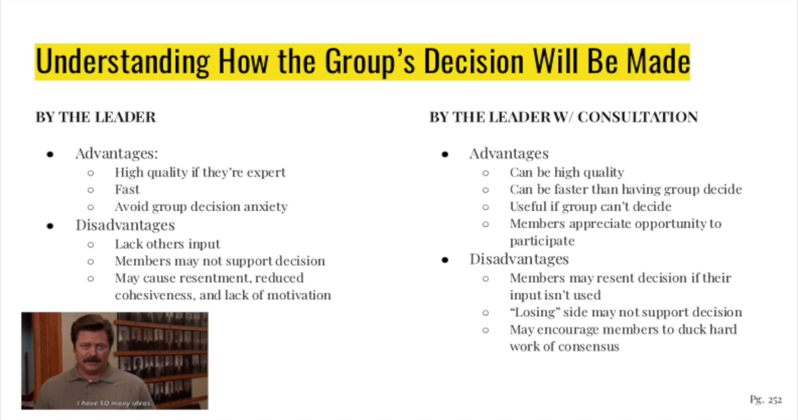If the group decisions are strictly for the leader to make, there are both advantages and disadvantages. Some of the advantages are they're high quality if they're expert, they're fast, and they avoid group decision anxiety. Some of the disadvantages are there's a lack of input from the rest of the group. Members of the group may not support a certain decision, and it may cause resentment, reduced cohesiveness, and lack of motivation.